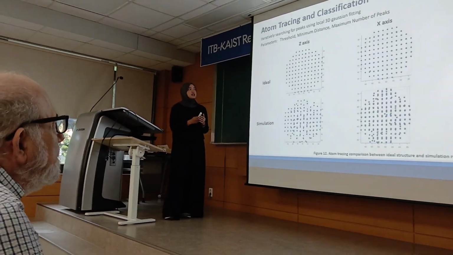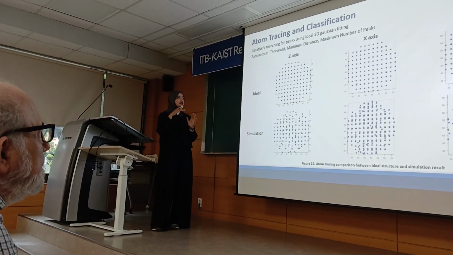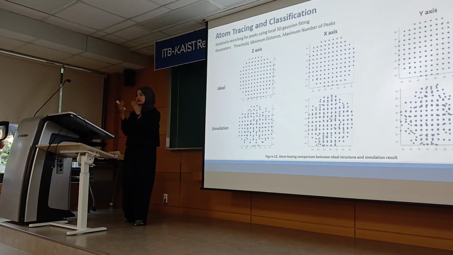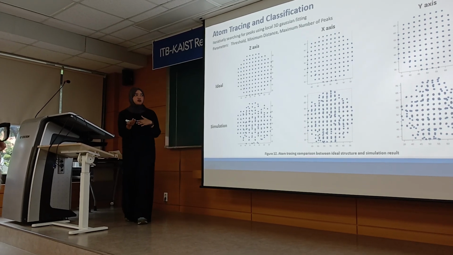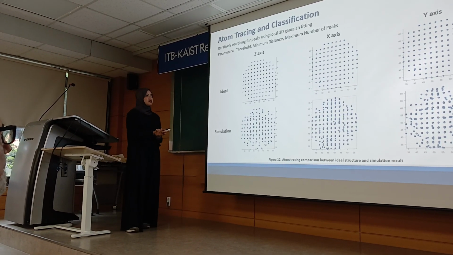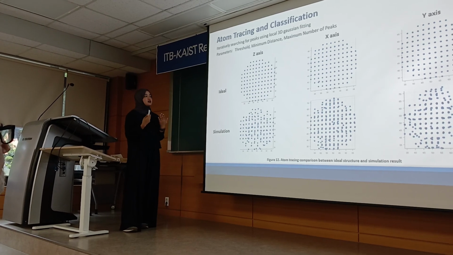Any peaks that have a distance less than this value, we either integrate them with other peaks or throw them away. And then there's also the maximum number of peaks, which represents the number of peaks we can trace in this algorithm.